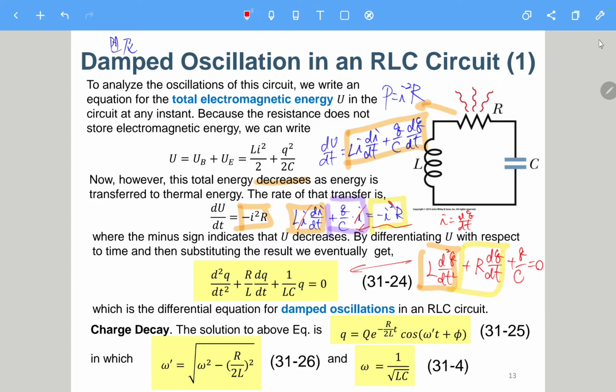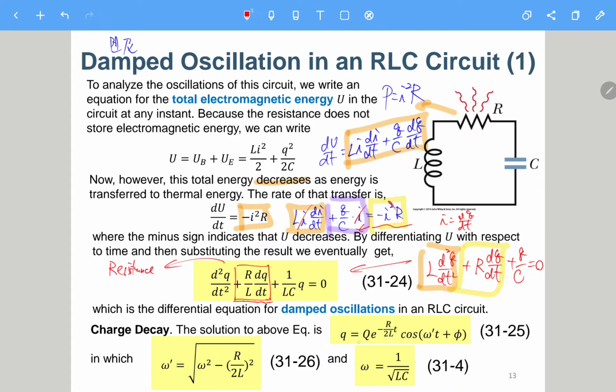Okay, so if we don't consider this resistor, we don't get this term. But here, when we consider the intrinsic resistance, this term is related to the resistance. Okay, so it makes things more complicated.